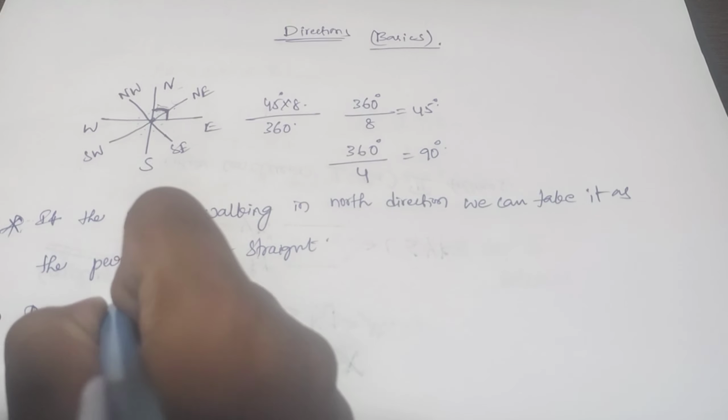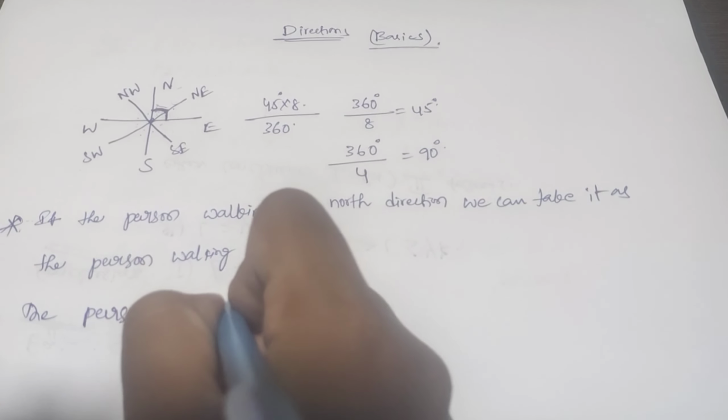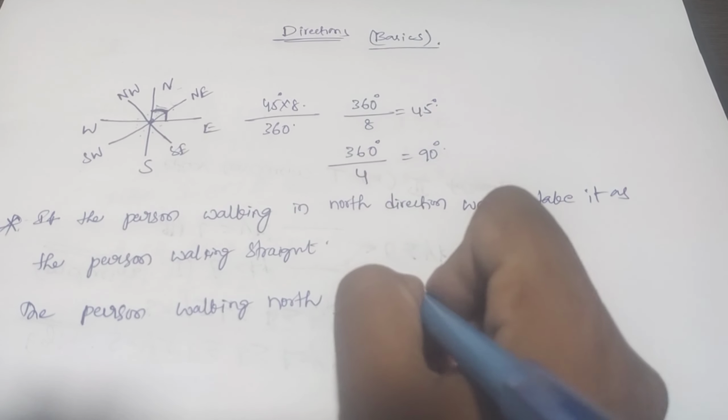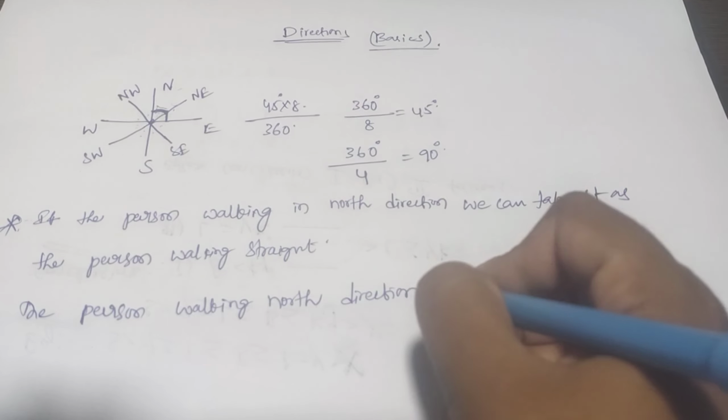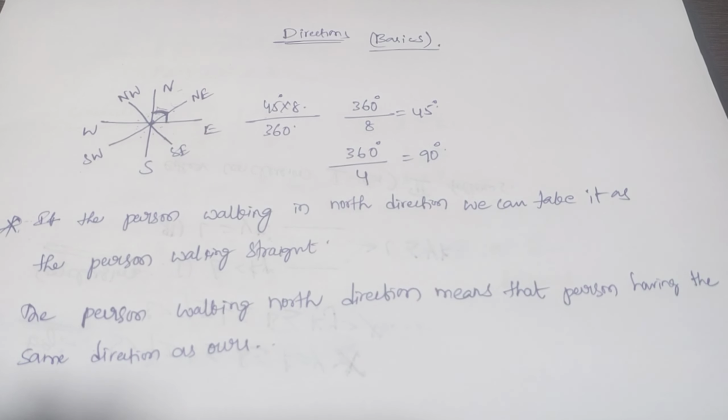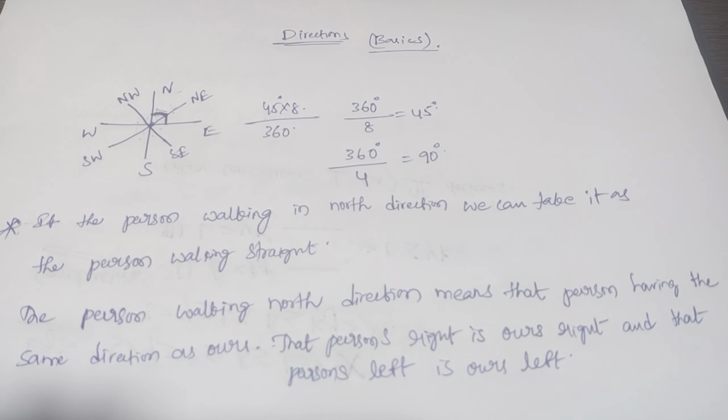The person walking in north direction means that person has the same direction as ours. That is, that person's right is ours right. That person's left side is ours left side. Please note down this point also. This will be very helpful for you. If a person is in south direction, his directions are opposite to ours. That person's left is ours right. That person's right is ours left.